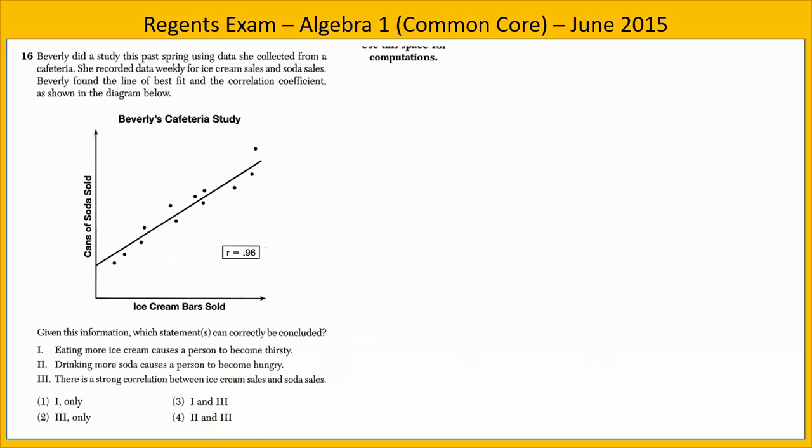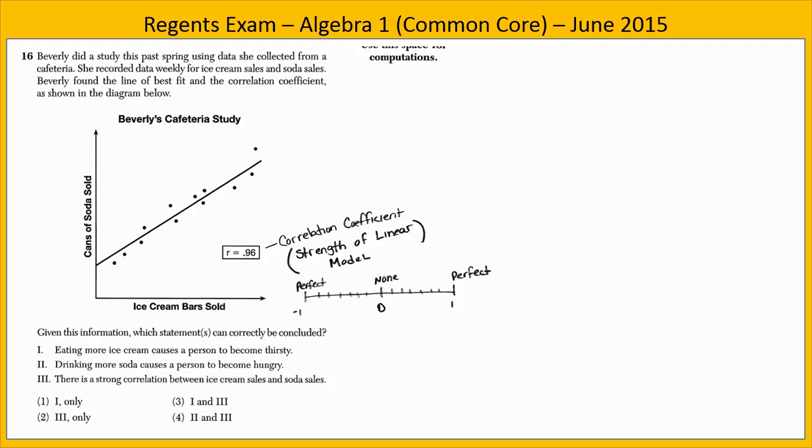In problem 16, Beverly did a study. She collected data from a cafeteria, recorded the sales each week for ice cream and for soda. She did a linear regression, found a line of best fit, and the correlation coefficient. Correlation coefficient tells us the strength of the linear model.